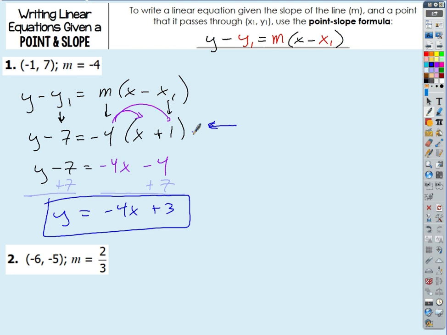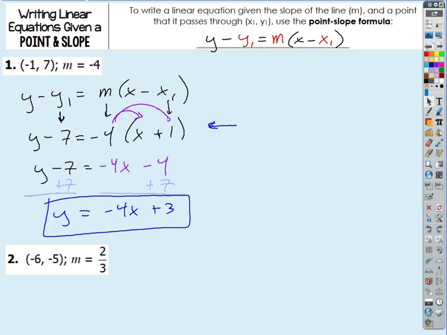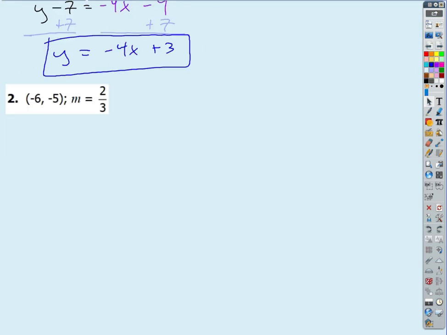And then after that, you get a couple questions like this, where I'm going to give you a point and a slope, and I want you to write it in simplified form, slope-intercept form, okay? And then after that, the last two are like this. We're going to use 2 points, and we'll get there in a second. Let's try one more of these with a point and a slope first. Okay? So everybody take a second and jump into this.